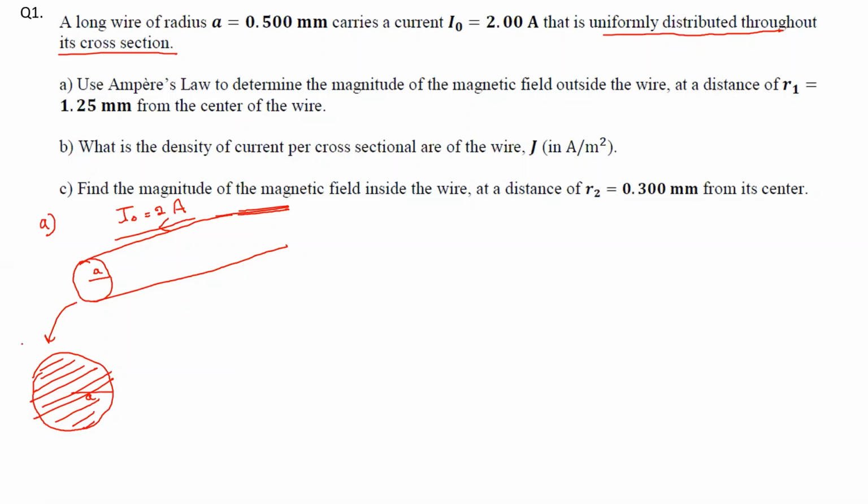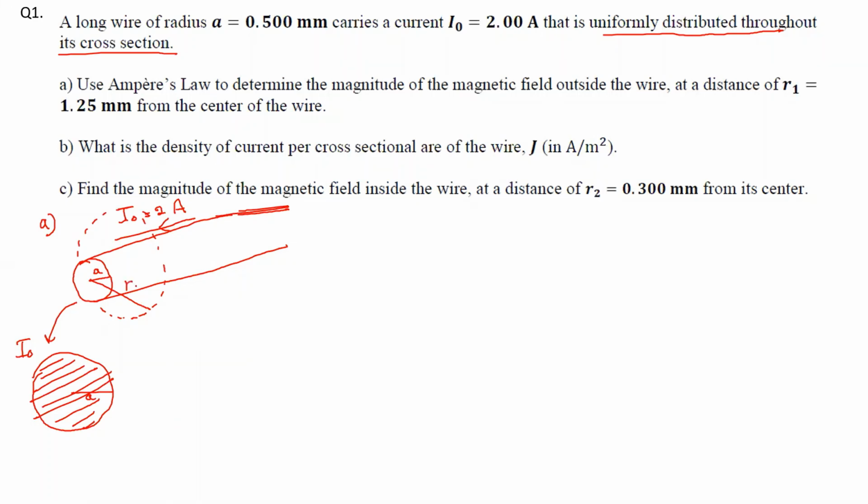So this current I naught is evenly spread out through the cross section. In part A, they are asking us to use Ampere's law to determine the magnitude of the magnetic field outside the wire. So they're asking us to find the B field at a location outside the wire, right? We have done it before.